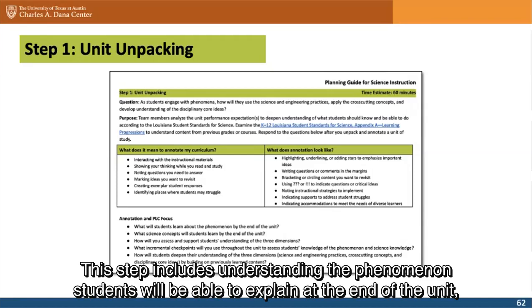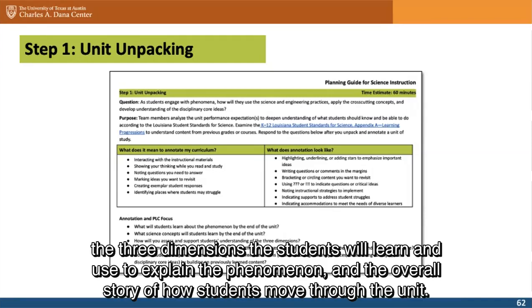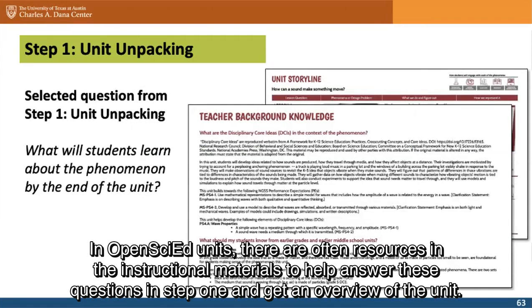This step includes understanding the phenomenon students will be able to explain at the end of the unit, the 3 dimensions the students will learn and use to explain the phenomenon, and the overall story of how students move through the unit. In open-sided units, there are often resources in the instructional materials to help answer these questions in step 1 and get an overview of the unit.